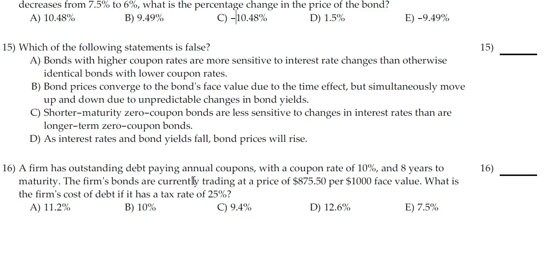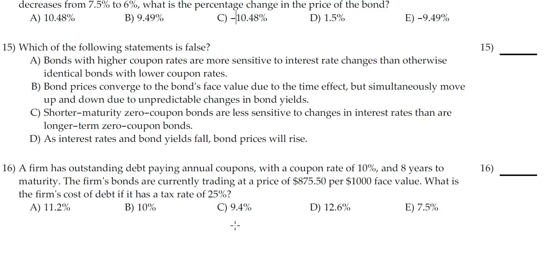Alright, question 15. Which of the following statements is false? Bonds with higher coupon rates are more sensitive to interest rate changes than otherwise identical bonds with lower coupon rates. So that's actually the first question. The first statement is already the false one. So bonds, the smaller the coupon, the more sensitive is the bond to interest rate changes. The extreme example being zero coupon bond, that's the most sensitive to interest rate changes.